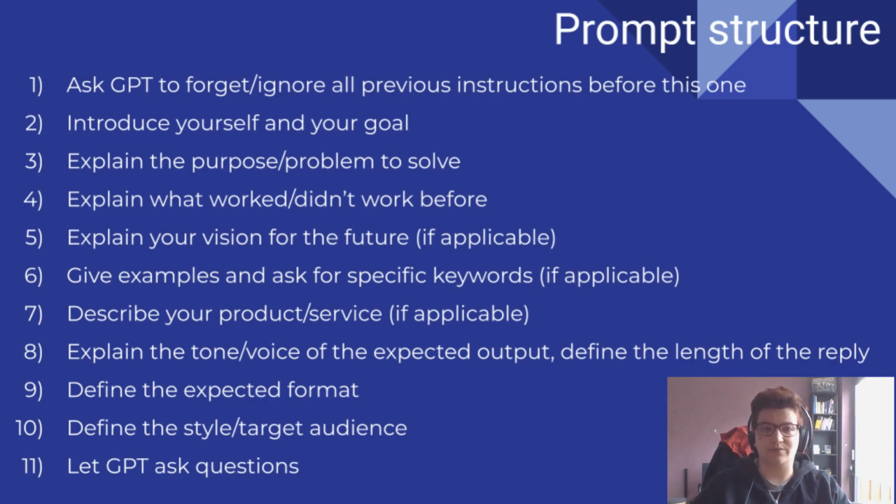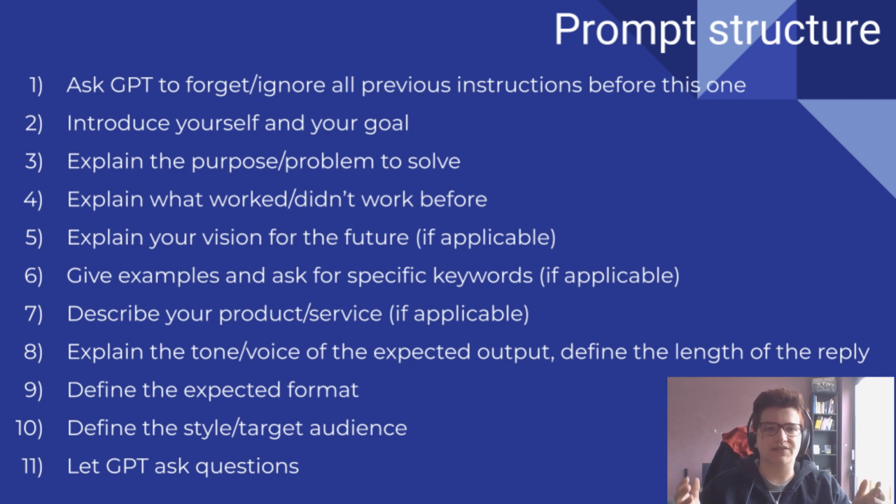Now we're going to dive into the prompt structure, which is probably the most interesting part of this course. It's 12 steps, and it's very easy to implement. The first one is, if applicable, you ask ChatGPT to forget or ignore all the previous instructions before this one. Then you introduce yourself and your goal. You explain the purpose, the problem to solve. You explain what worked, what didn't work before. You explain what you wish to have in the future, if that's applicable. For example, if you're looking to make your business better, then it's applicable. You say, ChatGPT, this is how it works now, and I want it to work this way in a stable way in the future, for example.